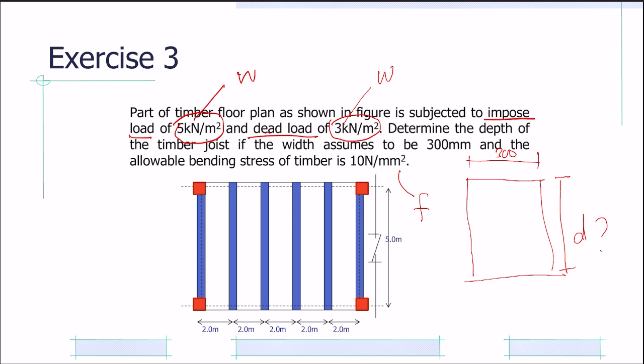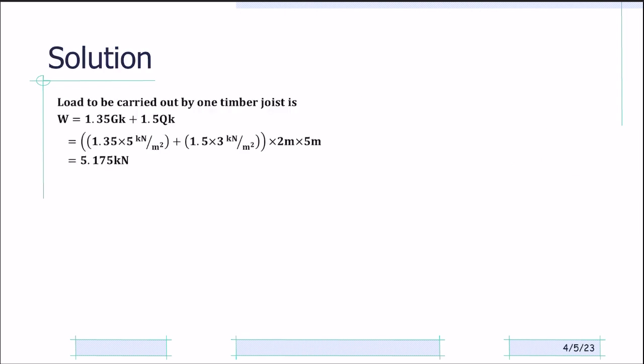So what are we trying to find? We are trying to find the value of D, which means that we need the value of Z. So if we use the formula MR equal to FZ, then we can get the value of MR, we can get the value of F. However, we need to find Z in order to find D. Load to be carried by one timber joist. Maybe you are slightly confused.